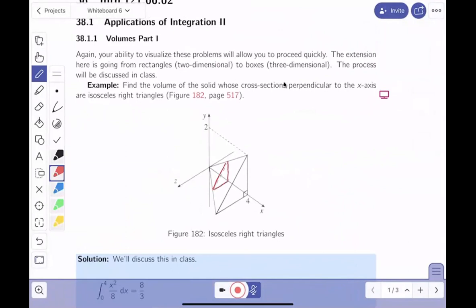Those cross-sections, looking at it, look like isosceles triangles. And I'm going to say they actually said that. Isosceles means that two of the sides are equal. And if it's a right triangle, this is a 45, 45, 90 triangle. All right, so I got that covered. Let me just again find the volume of the solid whose cross sections perpendicular to the x-axis are isosceles. I'm seeing it.